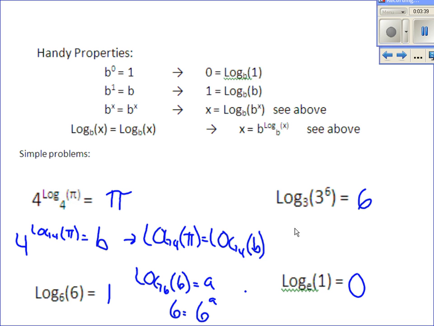So some simple problems. 2 ways to think about these. We can simply remember our properties. And if we've got the log base 3 of 3 to the 6, that's this property here.